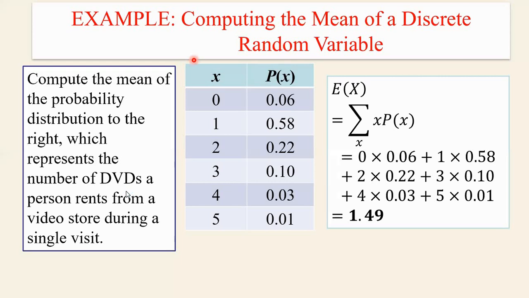Number of DVDs a person rents from a video store during a single visit. Right, that's fine. Very correct. So, what is the random variable here? You can pick up that random variable from the given scenario. Here, compute the mean of the probability distribution to the right, which represents the number of DVDs a person rents from a video store during a single visit. Number of DVDs a person rents from a video store during a single visit, both are correct. Right? Okay.